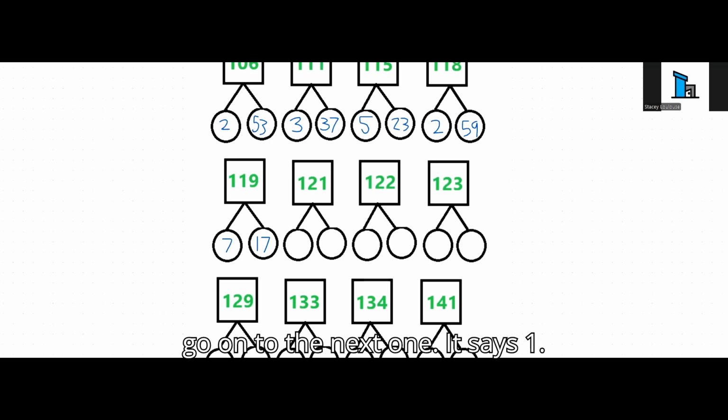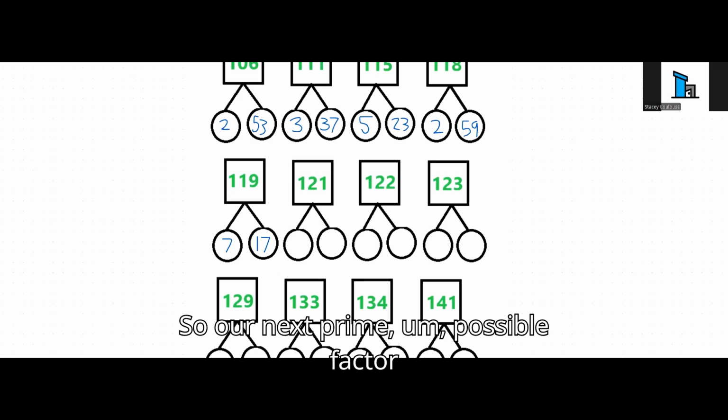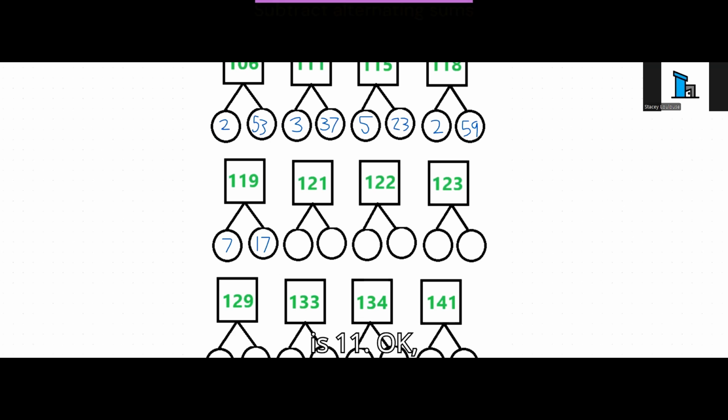It says 1 plus 2 is 3. 3 plus 1. Once again, it's not one of the factors. And it's not a multiple of 7 because 1 times 2 is 2. 2 from 12 is 10. So that's not a multiple of 7. So 7 is not it. So our next possible prime factor is 11.